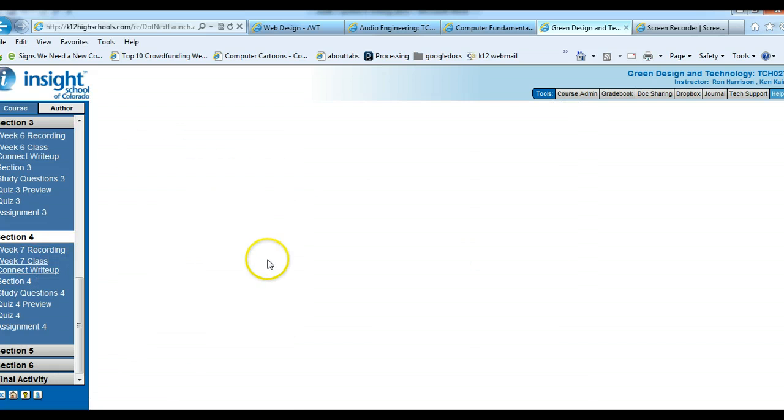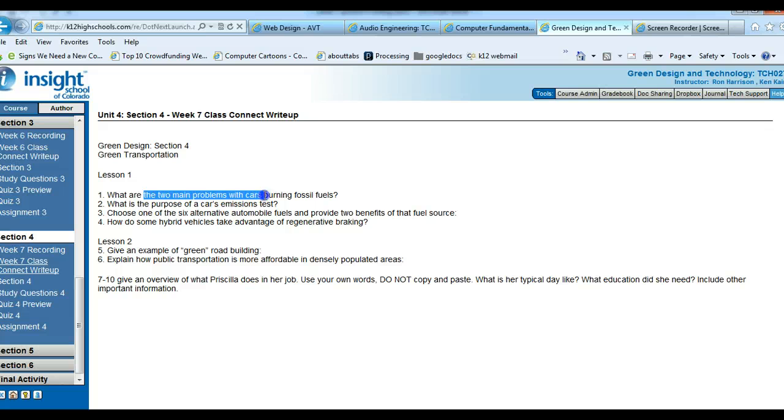Okay, let's go back to the write-up. 2 main problems with cars burning fossil fuels. I showed you that. Purpose of a car's emission test, talked about that. Choose one of the 6 alternative fuels and give 2 benefits to that fuel. How do hybrid vehicles take advantage of regenerative braking? And I talked about that. Okay, now we're going into lesson 2. Example of green road building. How is public transportation more affordable in densely populated areas?